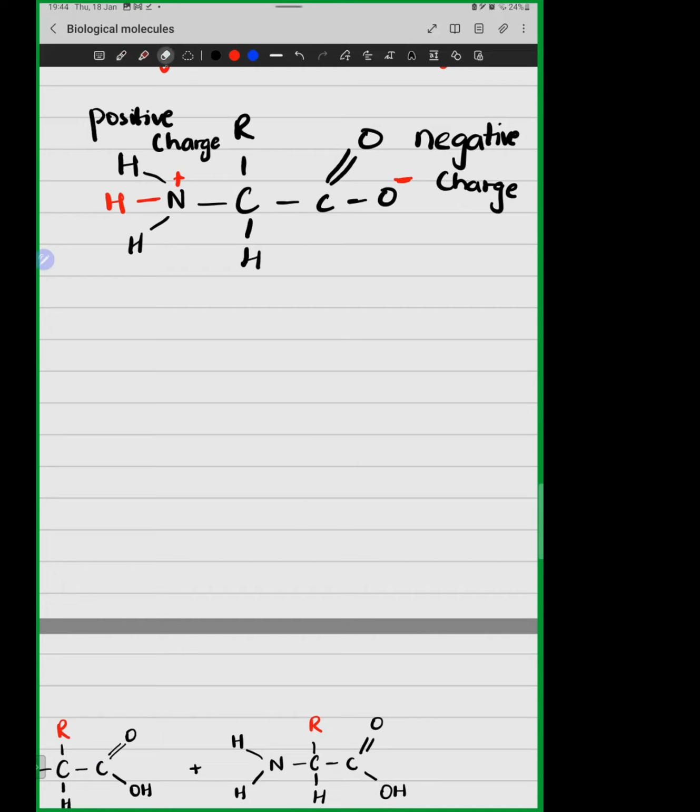Yes, so the overall charge would be 0. Why? Because this negative and this positive would cancel each other out. And this ion, which is basically formed when the amino acid loses its hydrogen from its carboxyl end, and that hydrogen goes and attaches to its amine end, that ion is called a Zwitterion. This is basically a Zwitterion.